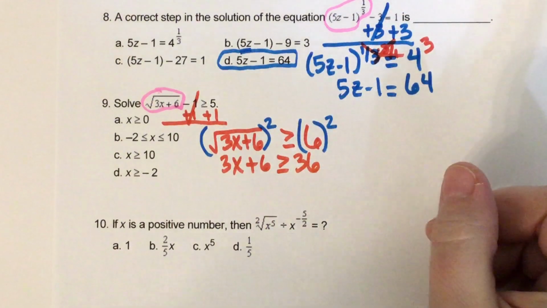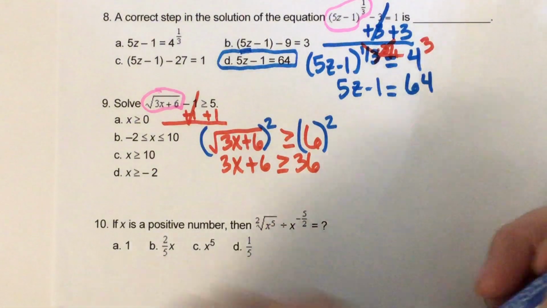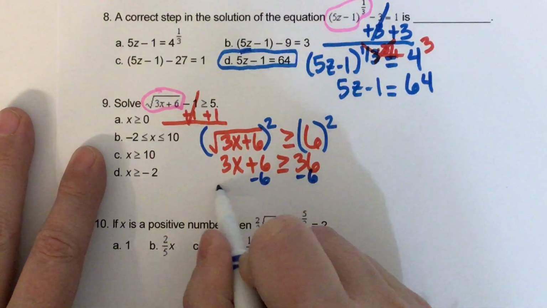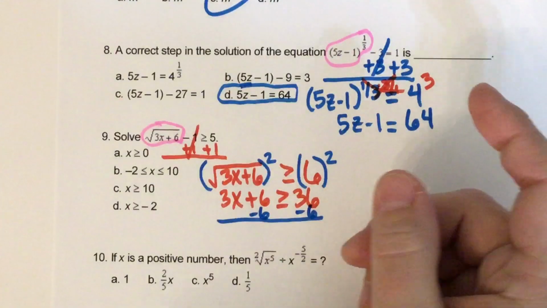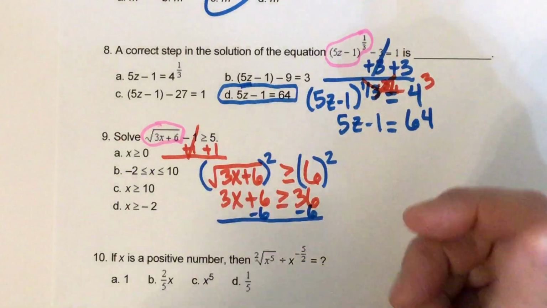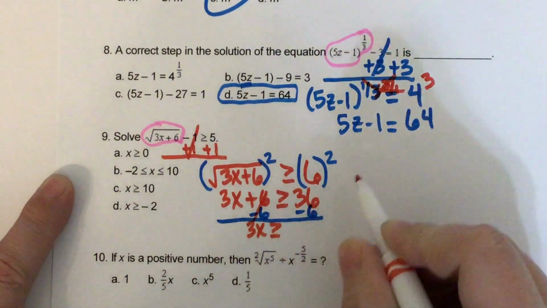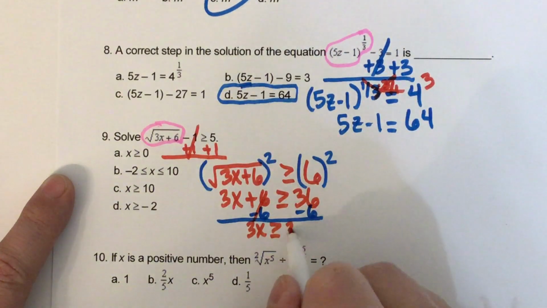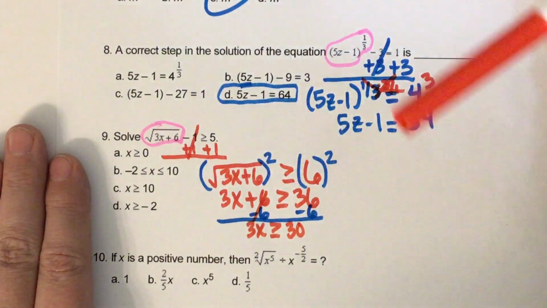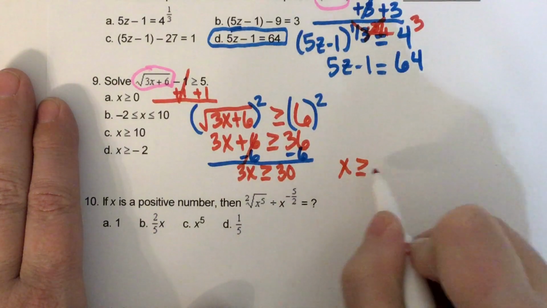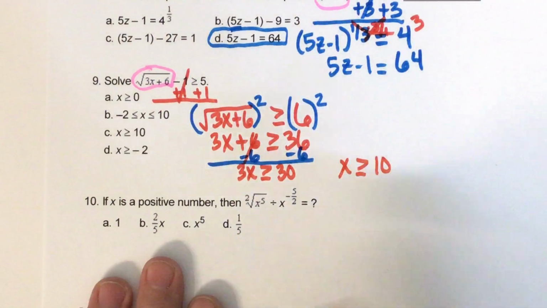Okay, so now what would we do? We would subtract 6 from both sides. If I do that, my 3x drops down. My inequality drops down. And 36 minus 6 makes 30. And then I'm going to divide both sides by 3. And if I divide both sides by 3, I get x greater than or equal to 10.